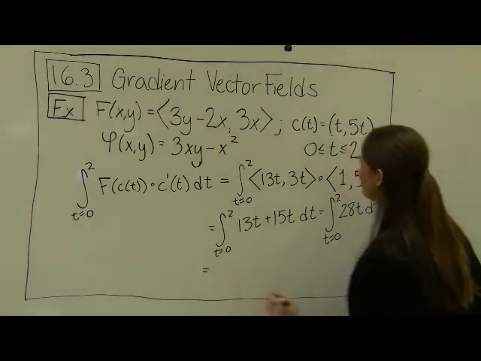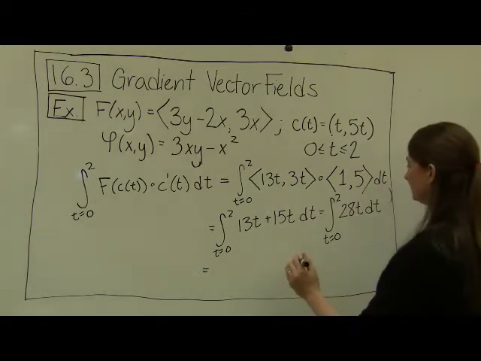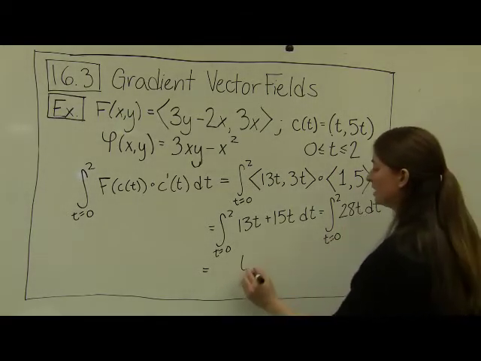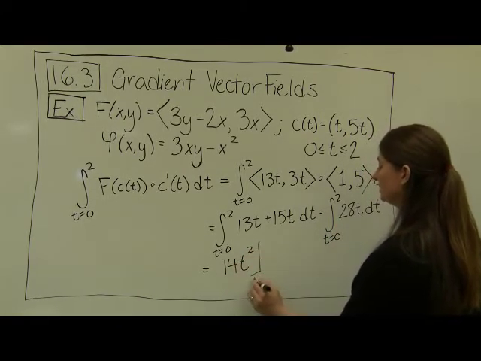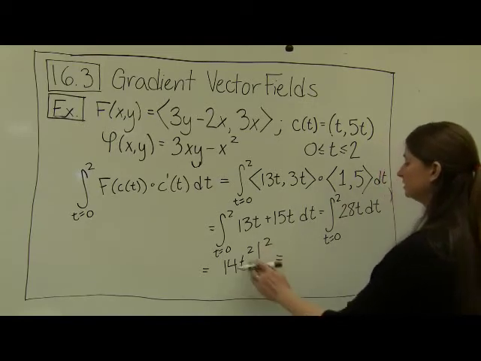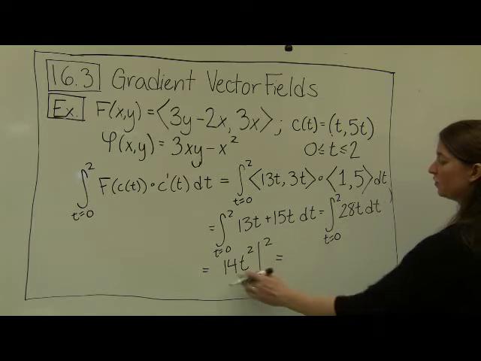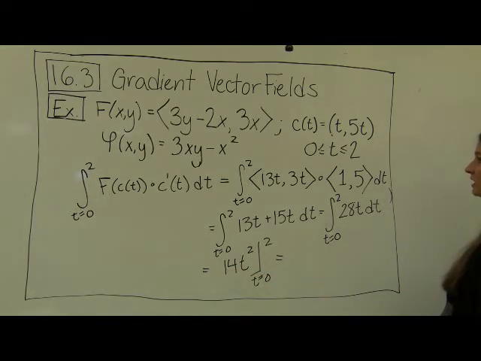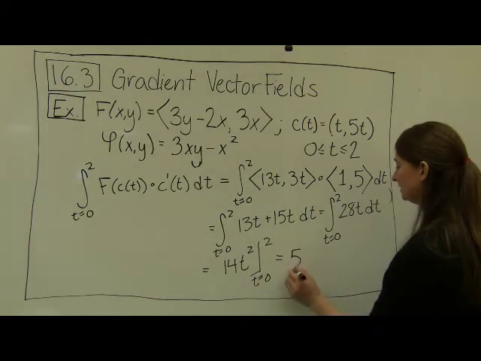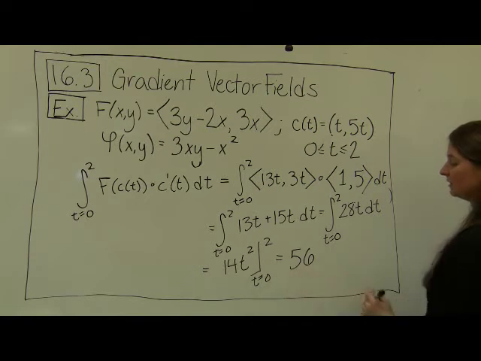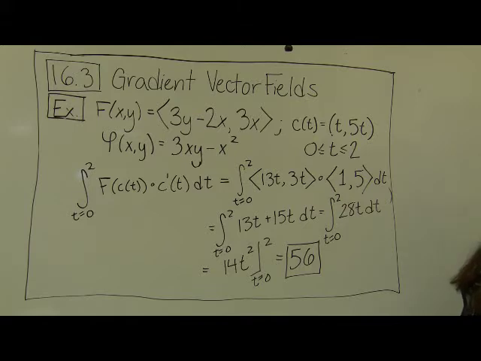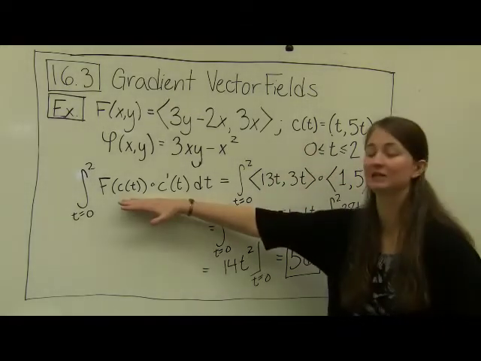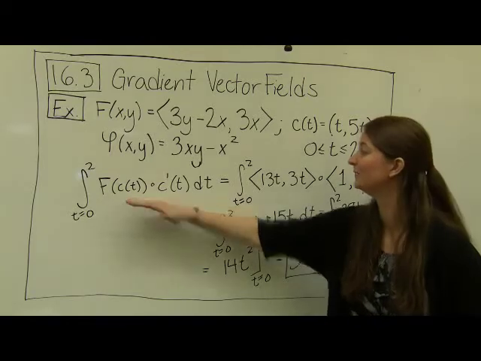Now I'm in a position to be able to integrate. When I integrate this, I end up with t squared and half of 28, which is 14, evaluated from t equals 0 to 2. When I plug 2 in, I get 2 squared, which is 4, times 14, which is 56, minus 0. And so I end up with 56 as my numerical answer. Let's keep that in mind. So this was all the steps that we needed to go through in order to calculate this line integral.